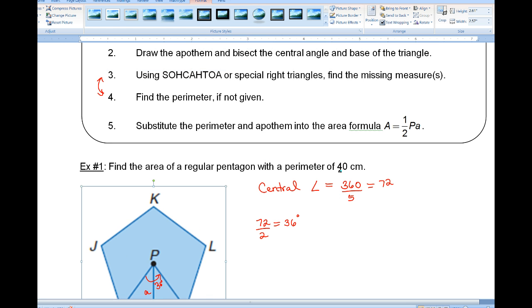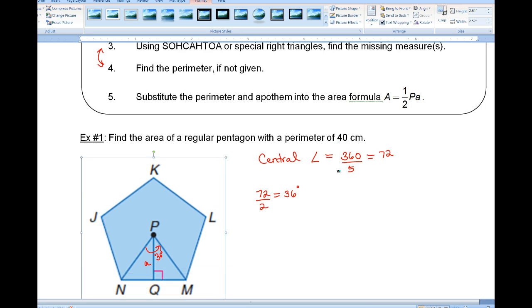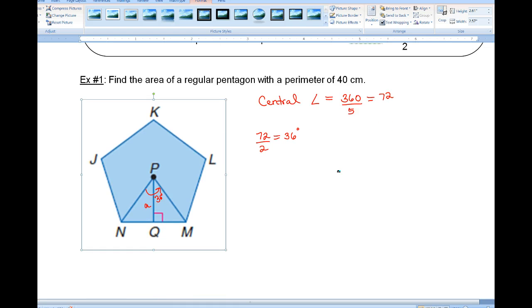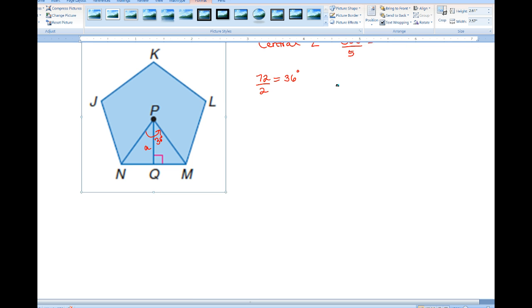Now, number 3 and number 4 could be used interchangeably. It says use SOHCAHTOA or special triangles to find any of the missing measures, or find the perimeter if not given. Because remember, what's our formula? Our formula is 1/2 perimeter times the apothem. But we were given the perimeter. So what do we need to find? The apothem. So perimeter is 40.